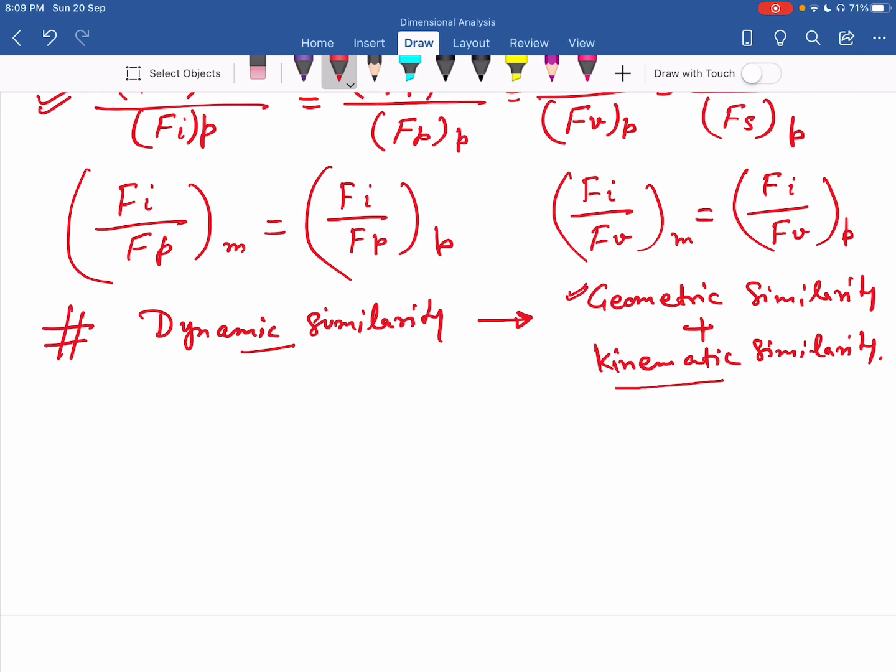Okay, so that we see next: what are the similitude laws we have to establish a complete similarity?